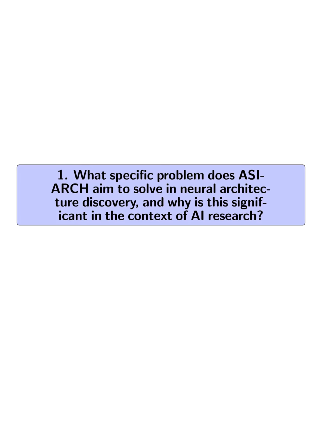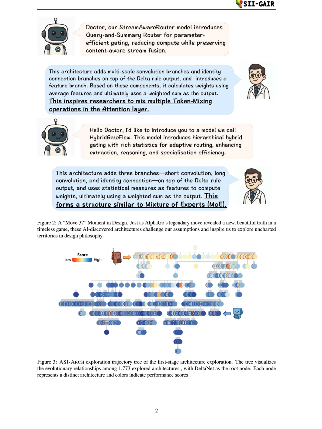1. What specific problem does ASI-ARCH aim to solve in neural architecture discovery, and why is this significant in the context of AI research? ASI-ARCH aims to solve the bottleneck in neural architecture discovery, caused by the limitations of human cognitive capacity, which restricts the pace of AI research despite advancements in computational power.